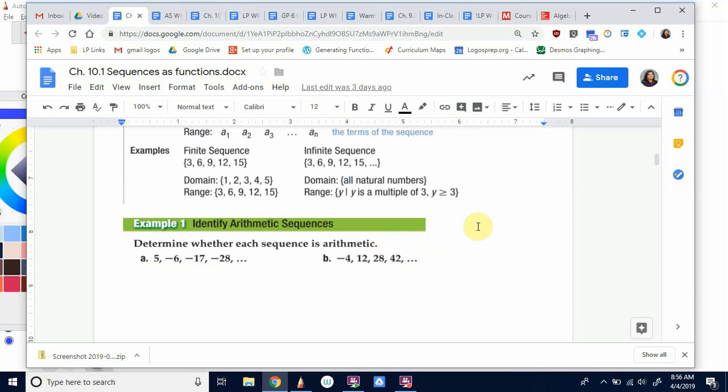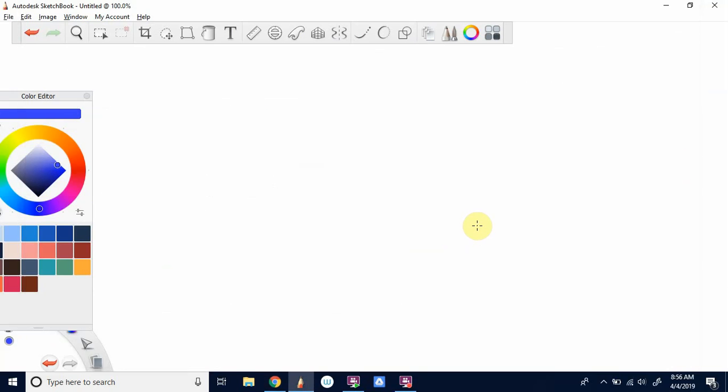All right, let's determine whether each sequence is an arithmetic sequence. Let's look at the first example: 5, -6, -17, -28. Is there a pattern? What do we add to get from one term to the next? We add -11. Do we add -11 here? Yes. And between here? Yes. This is called a common difference because we've added -11 to each term to get the next term. So this is an arithmetic sequence.